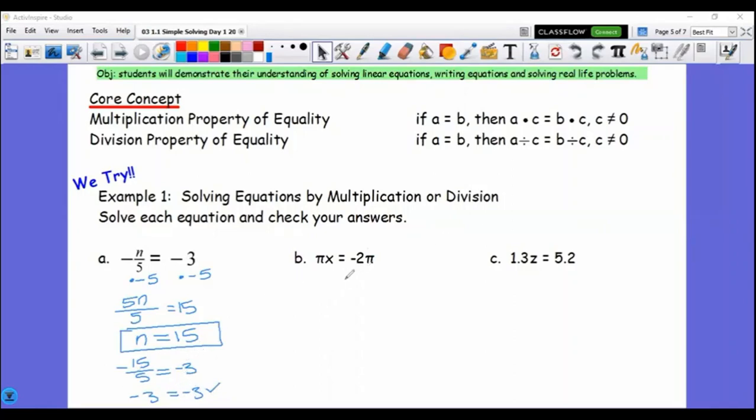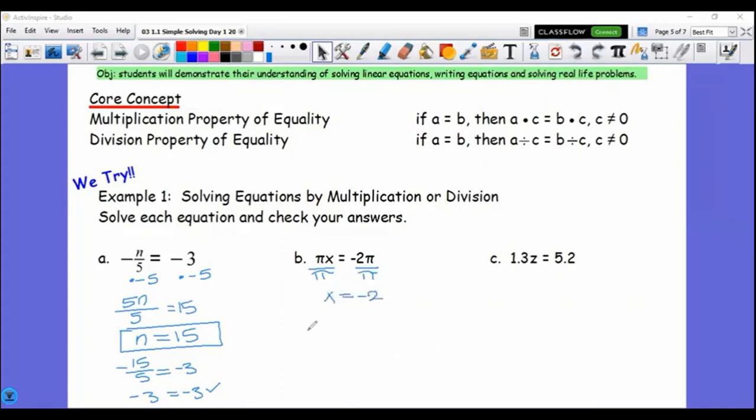All right, part B. Oh my goodness, this has something different. It has the pi symbol. Well, folks, pi is just a number. So in order to isolate my variable x, I need to do the opposite operation of multiplying times pi. Hopefully you guessed that that was dividing by pi. Left-hand side leaves me with x. Right-hand side leaves me with negative 2.